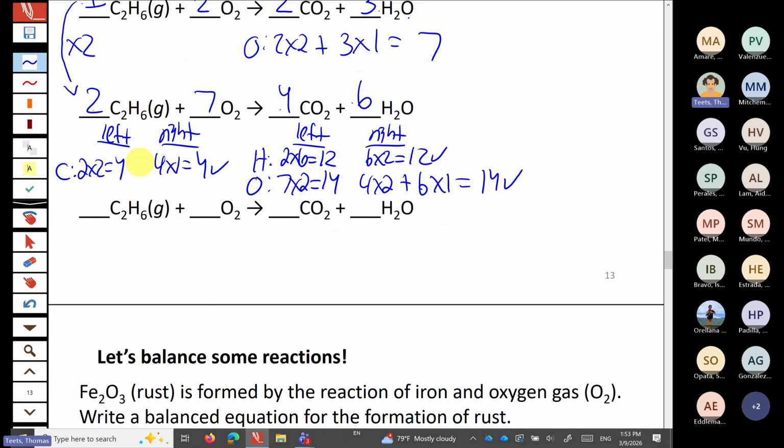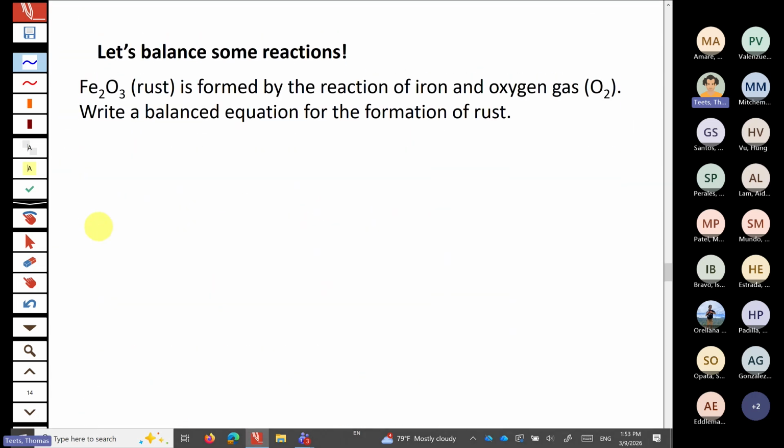Now, this next one here, probably not as difficult to balance, but it's one where we have to formulate what the equation looks like in addition to just providing the coefficient. So Fe2O3 is the chemical formula for rust, iron(III) oxide, and it's formed by the reaction of iron element and oxygen gas, which has a formula of O2. Write the balanced equation.